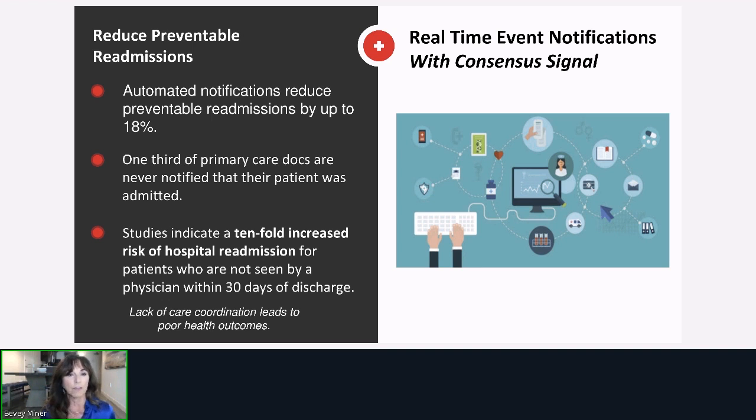But studies have also indicated that a 10-fold increase in the risk of those hospital readmissions happen with patients who are not seen by their physician within at least 30 days of that discharge. And most discharge plans say, go see your primary care doc within 7 days, or it may be a specialist depending upon the type of treatment you received when you were in the hospital. And this just leads to a really big lack of care coordination, which can lead to poor health outcomes, as I mentioned before.